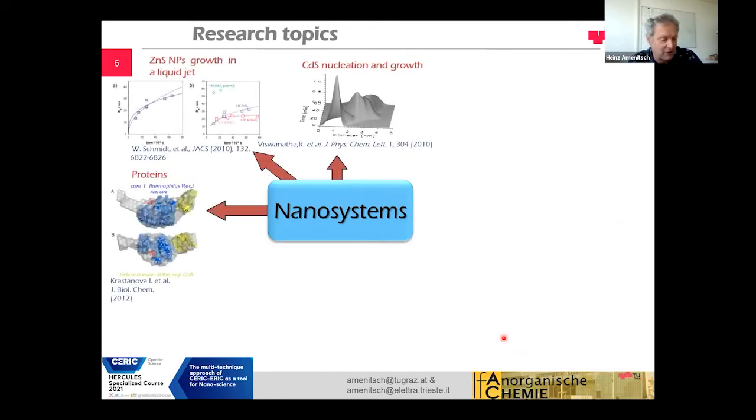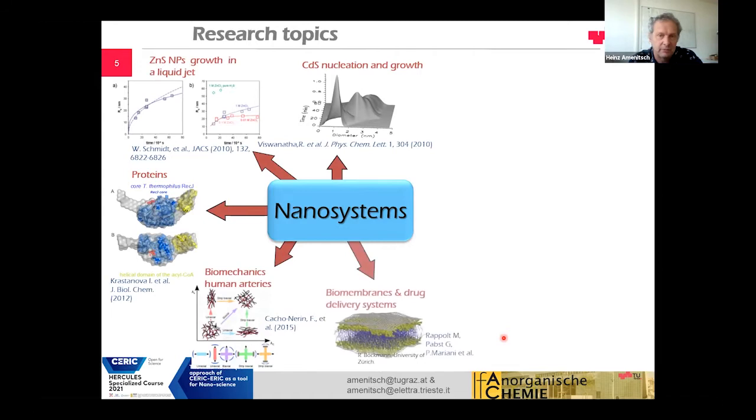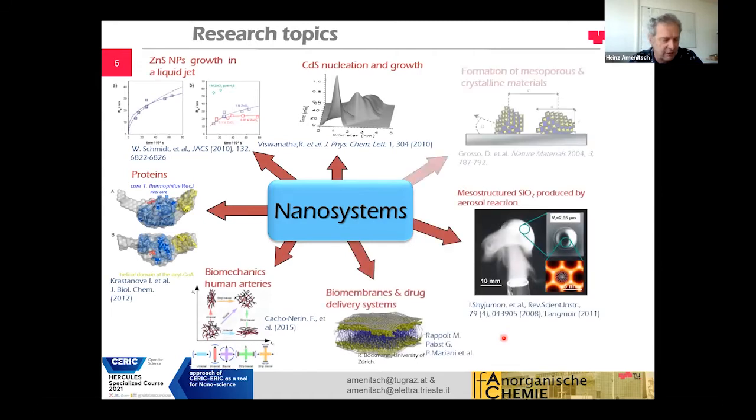This is the really essential prerequisite for small-angle X-ray scattering: you need to have nanometric structures. So looking at this, you can look at zinc sulfide nanoparticle growth. Here is an example of how you can probe the growth in the liquid jet.